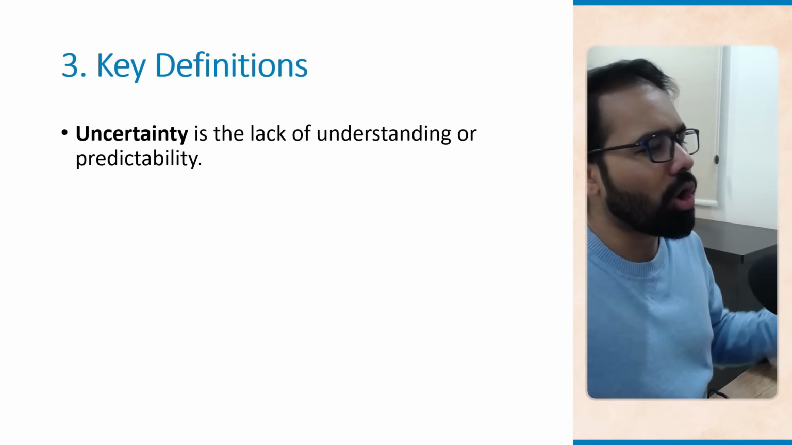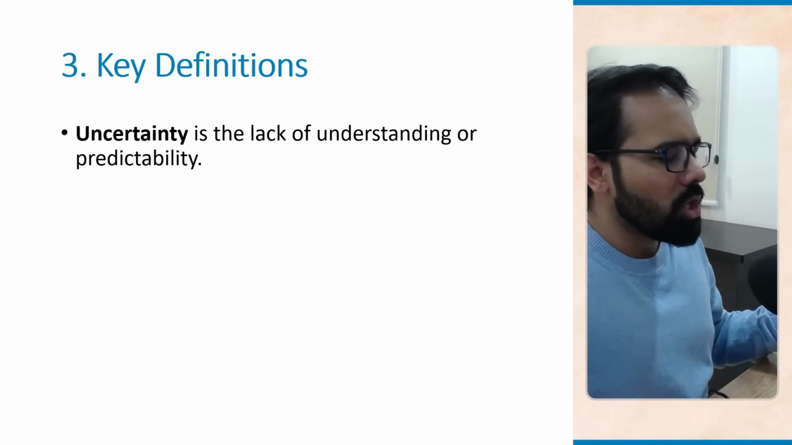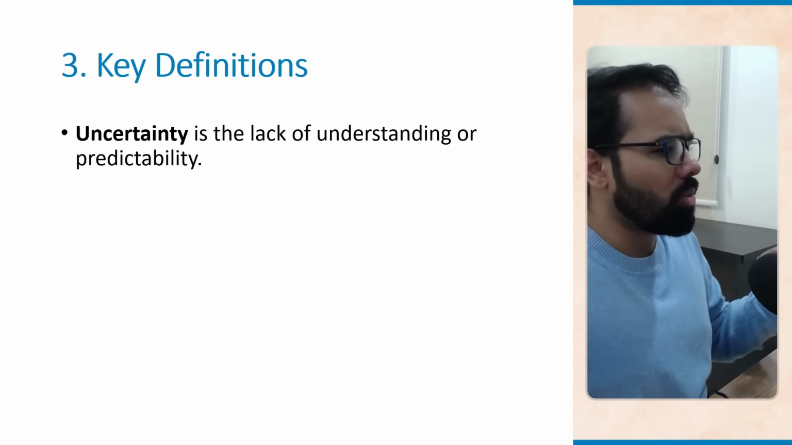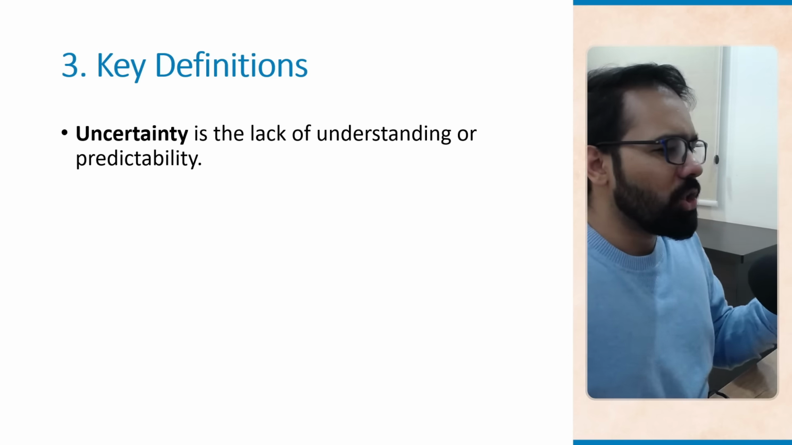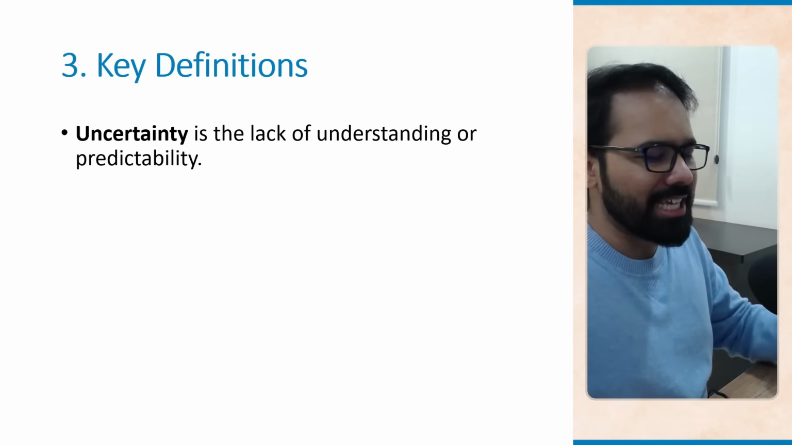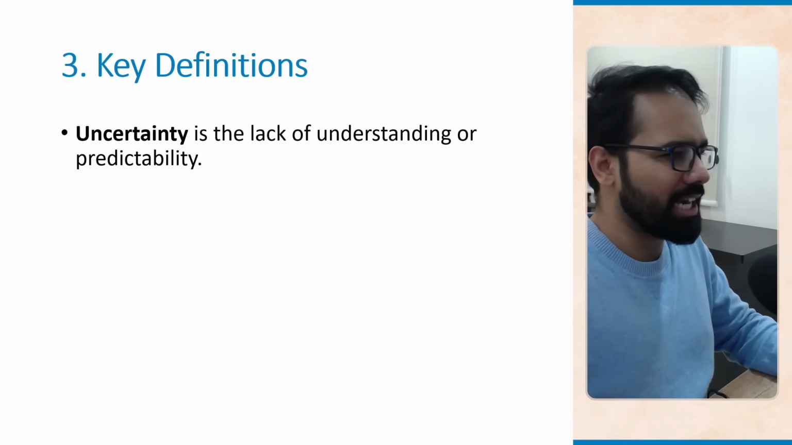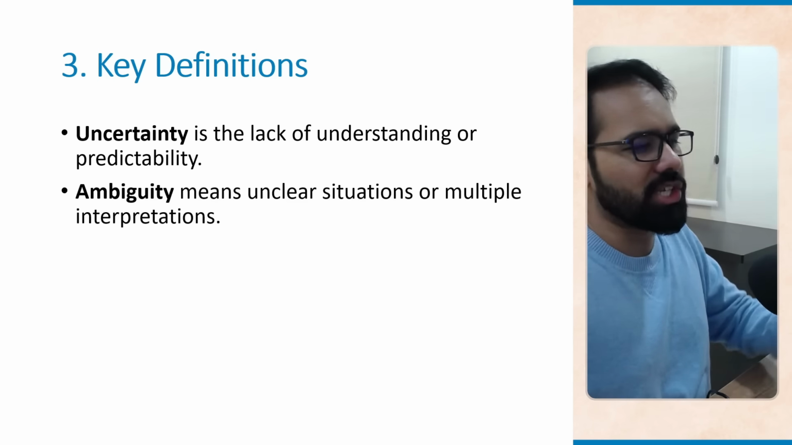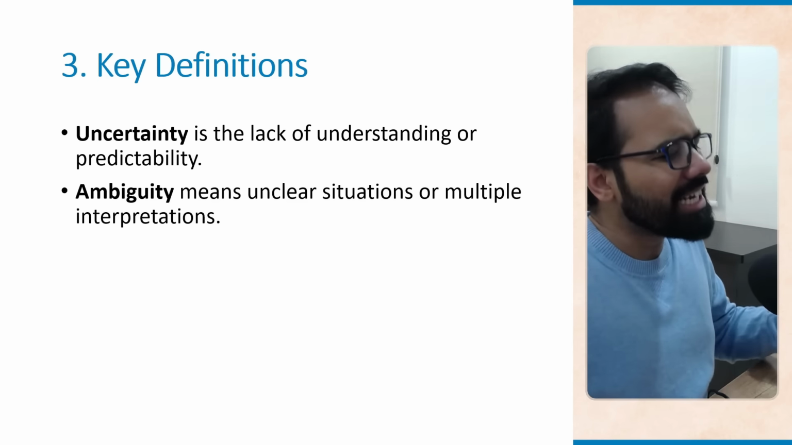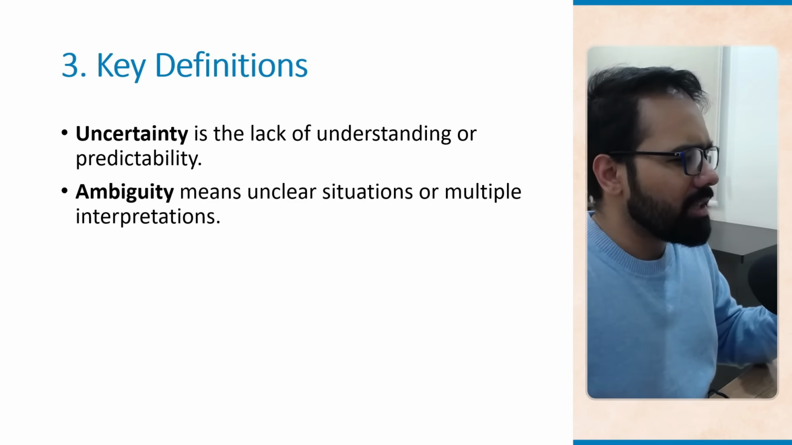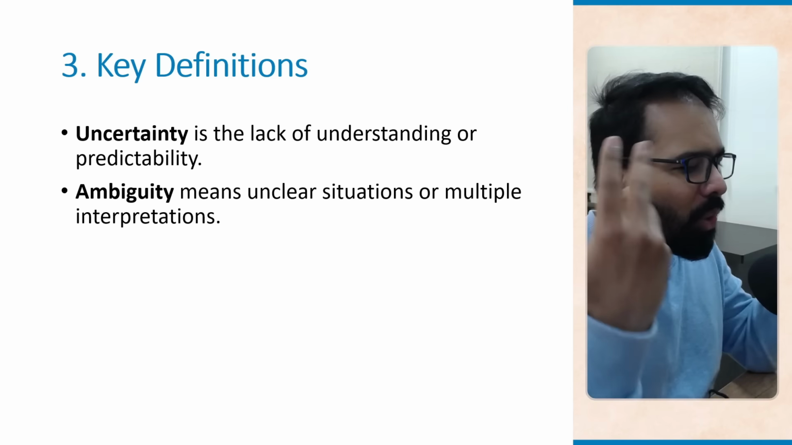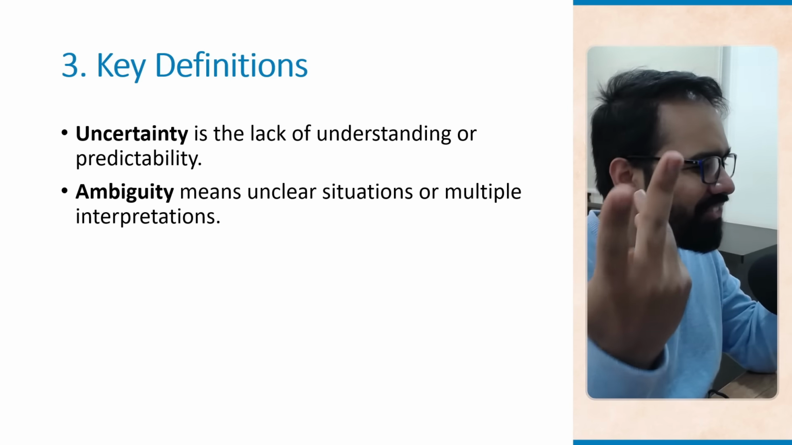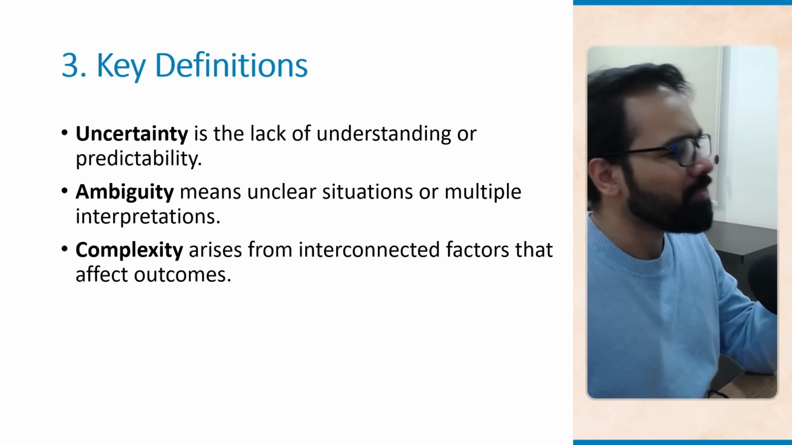For example, not knowing whether users will prefer card, an online wallet, or pay on delivery. Nobody knows, right? So this is an example from your e-commerce website. This is uncertainty. Then there's ambiguity, which means unclear situations, like when the marketing team says launch soon, what is soon? Nobody defined what soon really is.